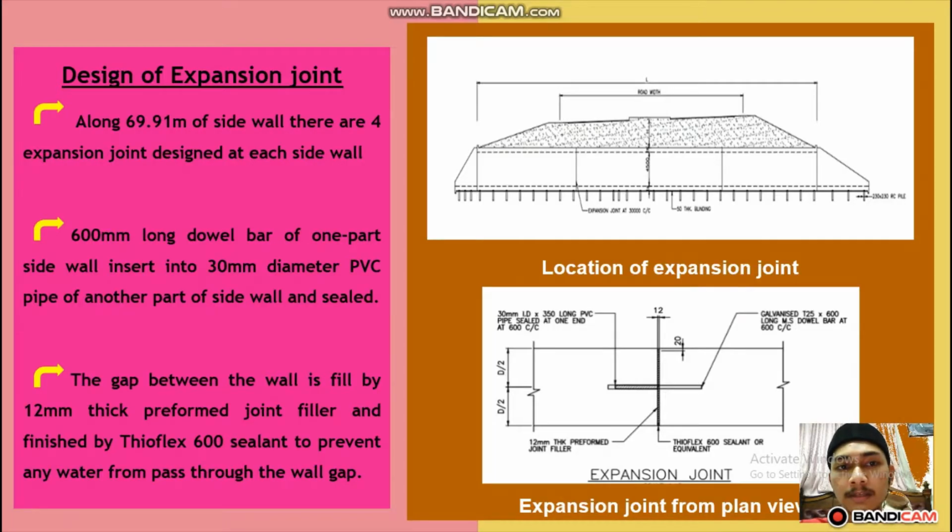For the design of the expansion joint, a 600 mm long dowel bar of one part of the sidewall will insert into the 30 mm diameter PVC pipe of another part of the sidewall and seal. The gap between the walls is filled with 12 mm thick joint filler and finished with Theoflex 600 sealant to prevent any water from passing through the wall gap.